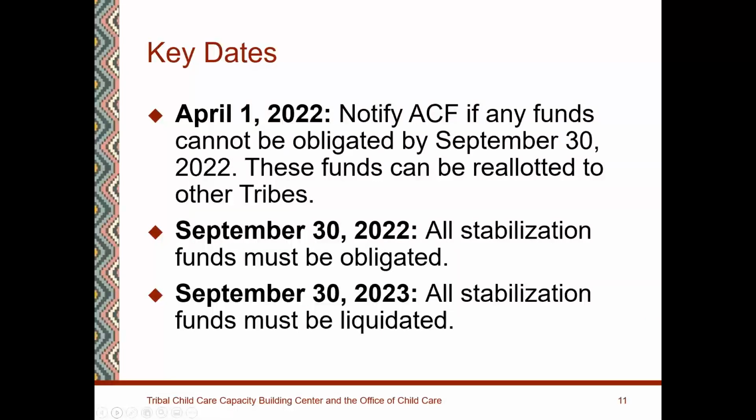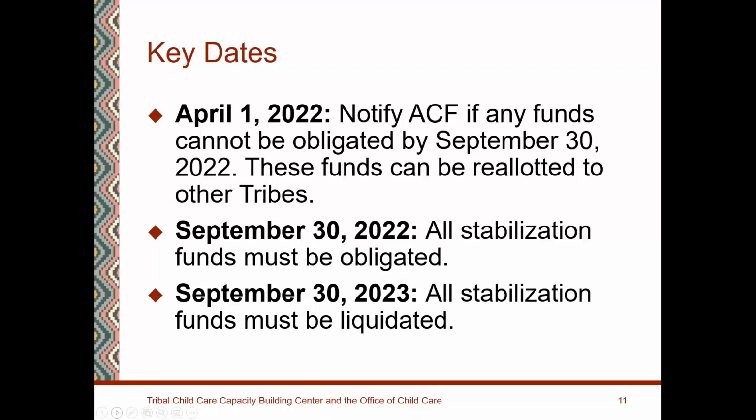It's really important to note that there are some key dates associated with the ARP Act stabilization grants and funding. By April 1st, which is just a couple of weeks away, a tribal lead agency should notify ACF if funds cannot be obligated by September 30th of 2022. In the event that they cannot be obligated, that gives an opportunity for those funds to be reallocated to be used by other tribes. And I wanted to emphasize that this is related to the obligation. So if you don't feel that your program would be able to obligate all of the funds by September 30th of this year, please notify ACF to ensure that it can be a part of the reallotment process.